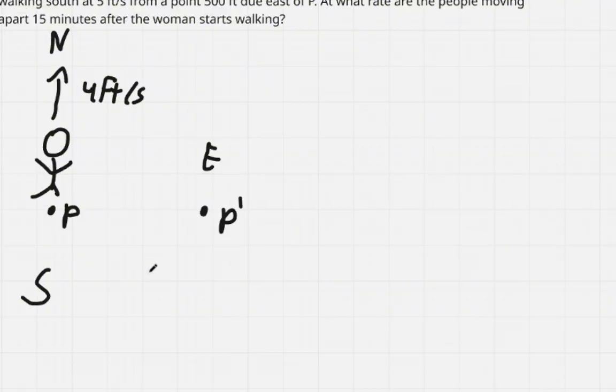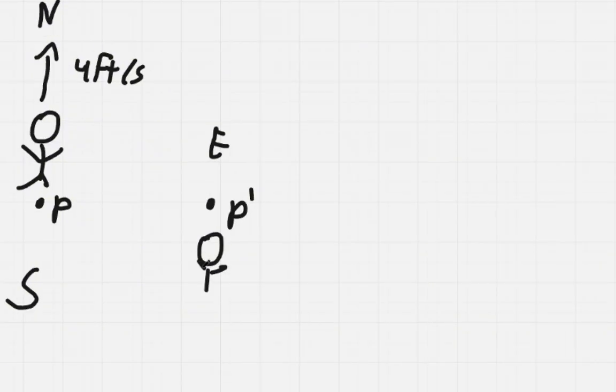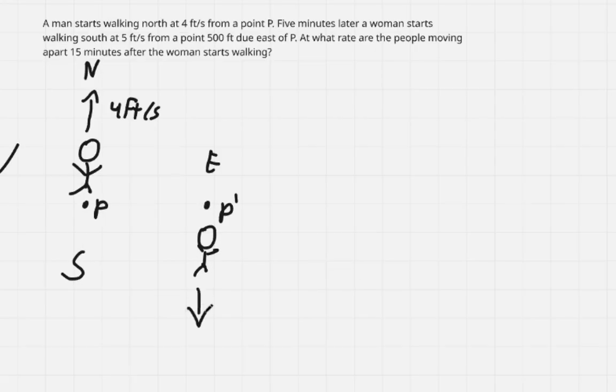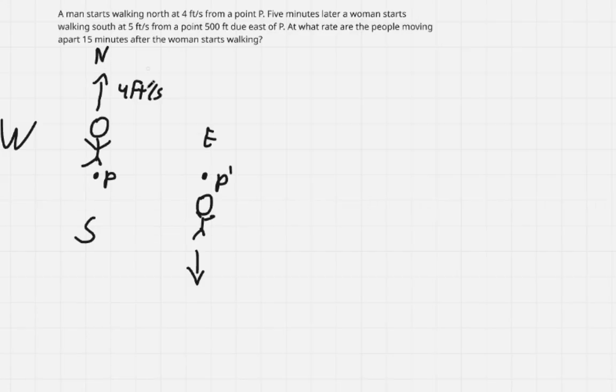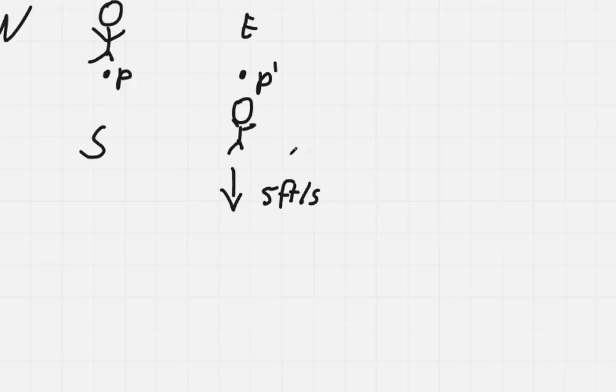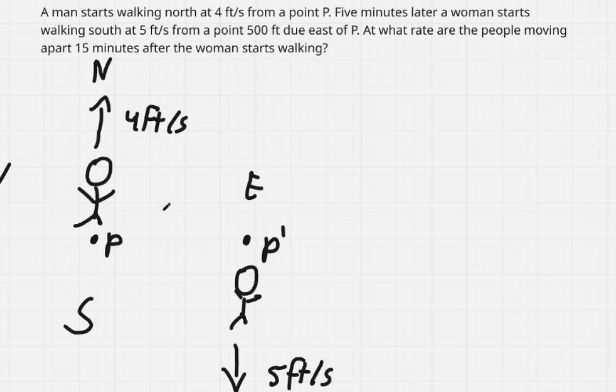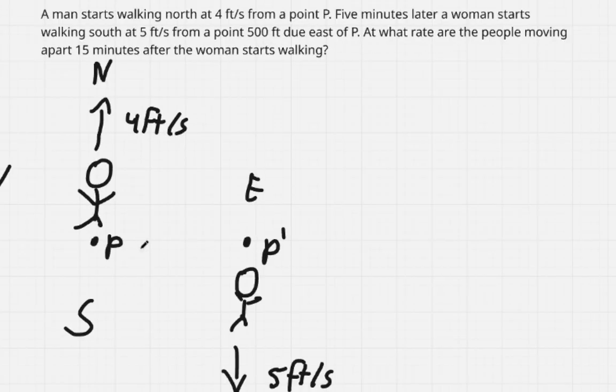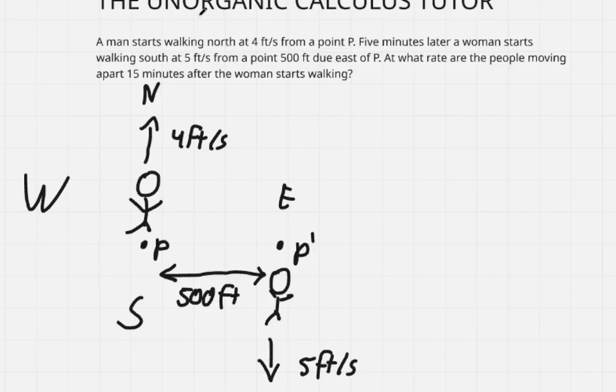Okay, so here we have P prime. Let's call it P prime. And we have a woman that is walking this way at 5 feet per second. And this is 500 feet due east. So, what do we do now?